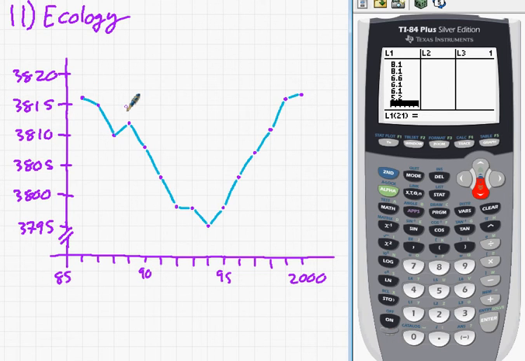And here is the time plot. You can see that somewhere in the 90s, the mid-90s, the lake went down quite a bit and then seemed to recover back to its previous level.